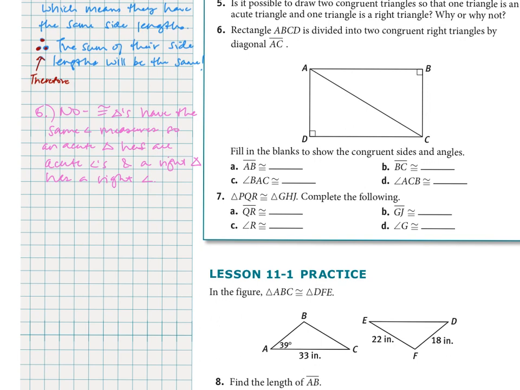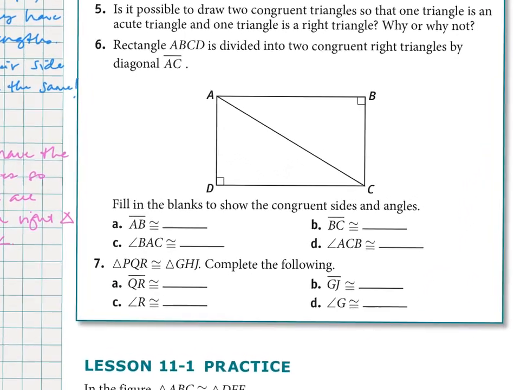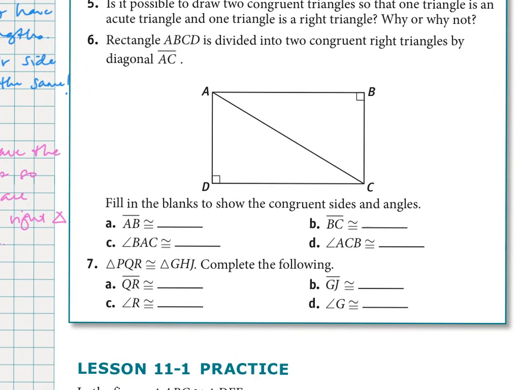All right, we only got 2 more, 6 and 7. So we're going to be using this visual to help answer questions 6 and 7. So 6 says, rectangle ABCD is divided into 2 congruent right triangles by diagonal AC. It wants us to fill in the blanks to show the congruent sides and angles. So I want you to go ahead, pause the video right here. Test your knowledge, and see if you can complete number 6, ABCD.